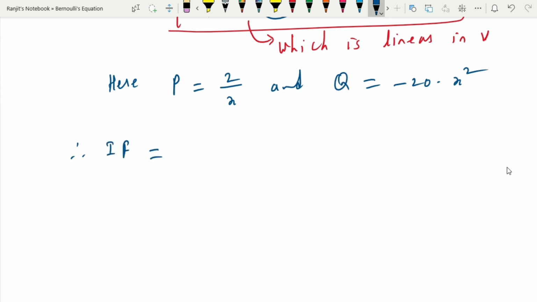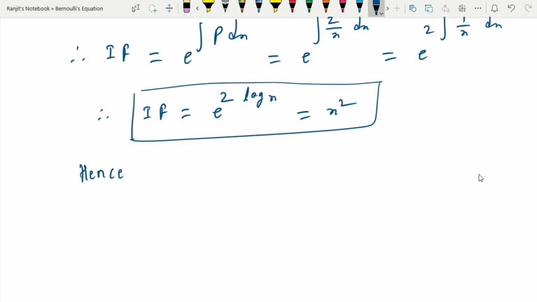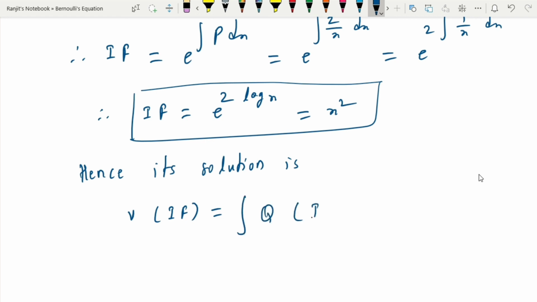Therefore the IF is equal to e to the power integration p dx, which is e to the power integration 2 by x dx, which is e to the power 2 times integration 1 by x dx. Now e to the power 2 times integration 1 by x dx means e to the power 2 log x, and the answer is x square. Therefore IF is equal to x square. Hence its solution is v times IF is equal to integration q times IF dx plus c.